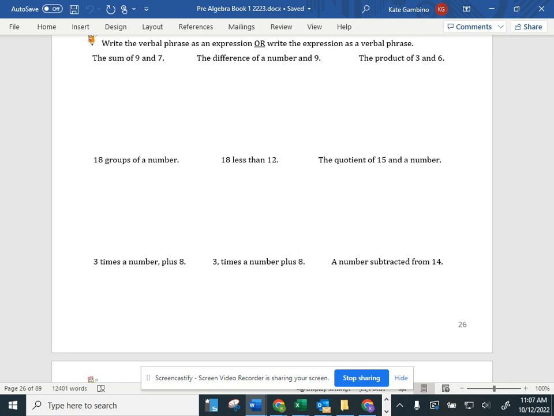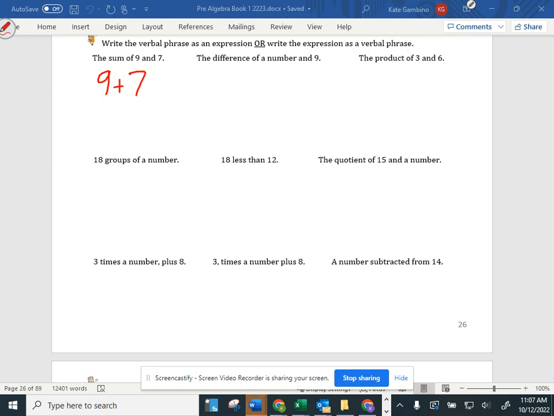Okay, so the first one's kind of easy. The sum of 9 and 7. Sum means we're doing what? Adding. So I know that I'm adding. I'm going to put the 9 first because it comes first in my expression, and 7.